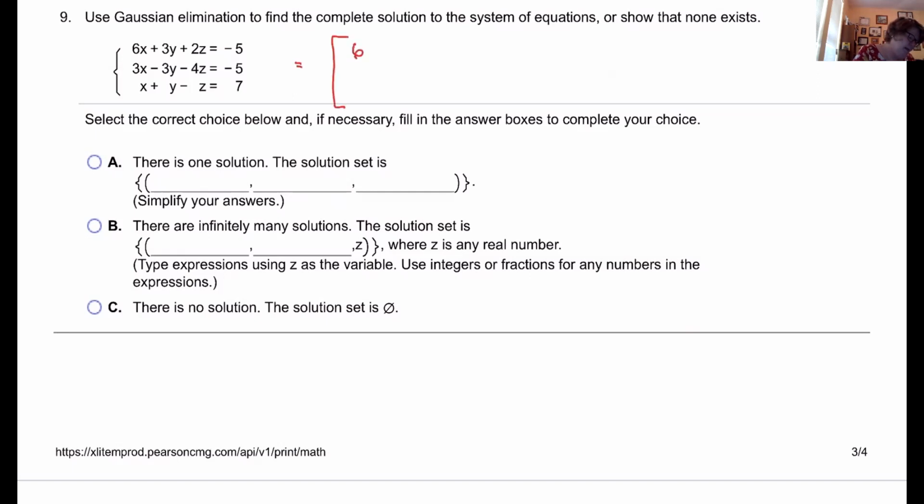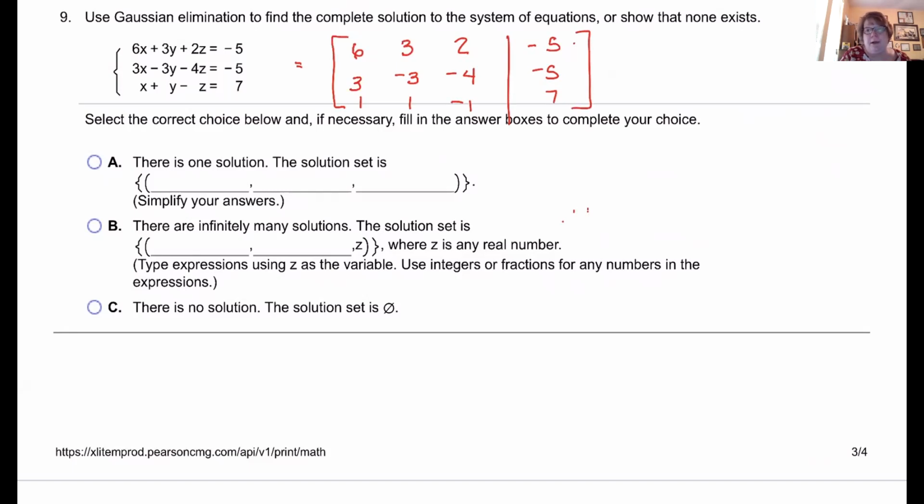So I get 6, 3, 1. The coefficients on my x's is my first column. My second column are the coefficients on my y's: 3, -3, 1. The next column is z. And then the last column is my constants. And I write the vertical bar separating the coefficients from the constants.